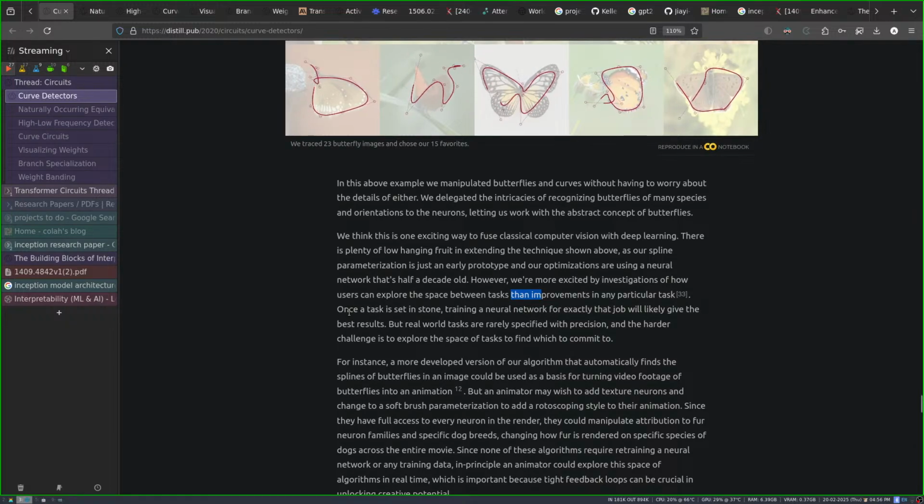Once a task is set in stone, training your network for exactly that job will give the best results. In the real world, tasks are rarely specified with precision. The harder challenge is to explore the space of tasks.